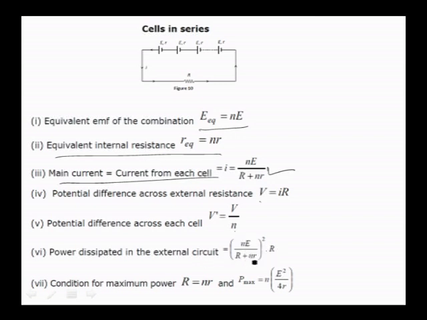This is the value of I. The condition for maximum power is that the external resistance is equal to the sum of the internal resistances, that is R = nr. Then the power in the circuit is maximum, which is equal to nE squared divided by 4r.